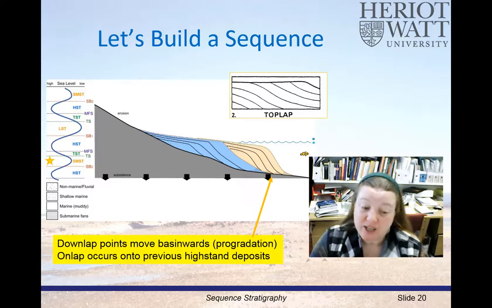Low stands are progradational, so the downlap points move basinwards. There is no incision, although there may be marine erosion. There is exposure of the most landward parts and an unconformity is developed, and this is the type of low stand which is called a shelf margin systems tract.